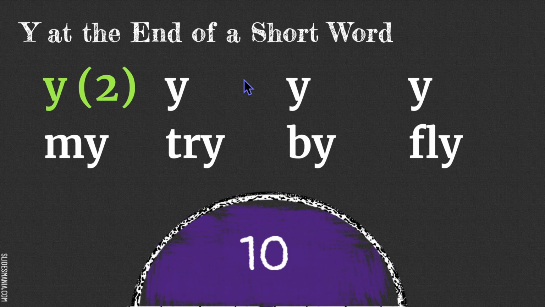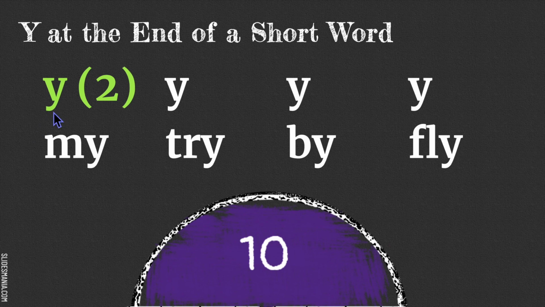For lesson 10, we are going to learn about the sound that Y makes at the end of a short word. Now, the first sound of Y that we learned in level 1 was the consonant sound of Y. But Y, most of the time, actually acts as a vowel. So this is the first vowel sound of Y we're going to learn. And it is the long I sound of I.